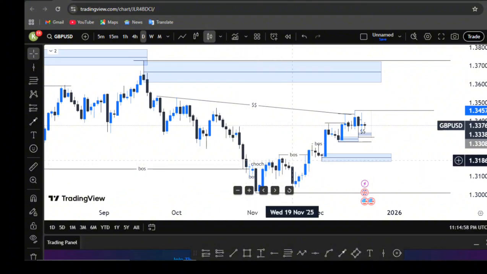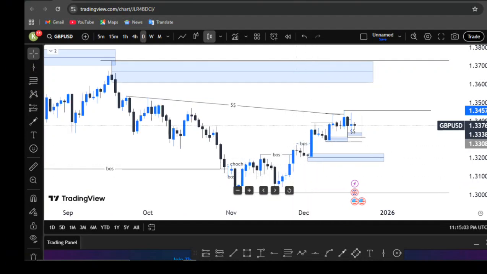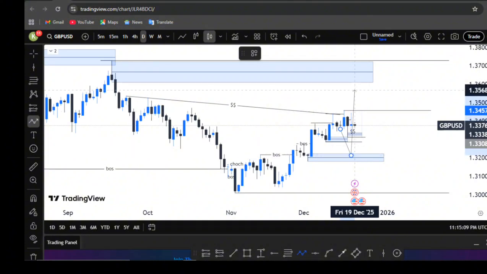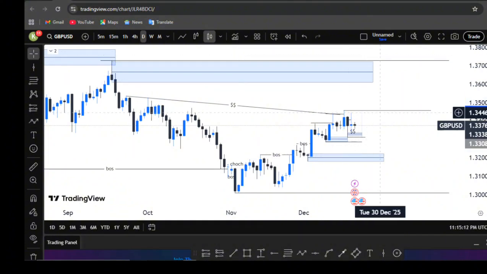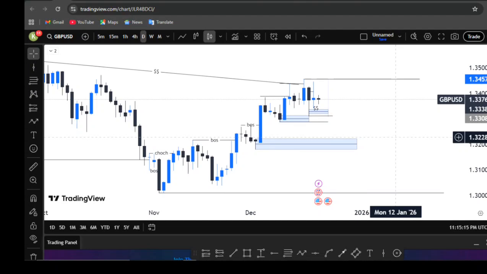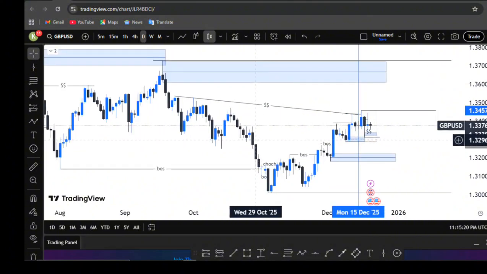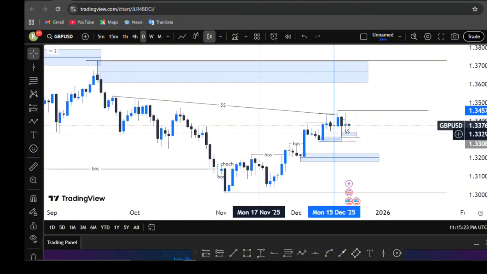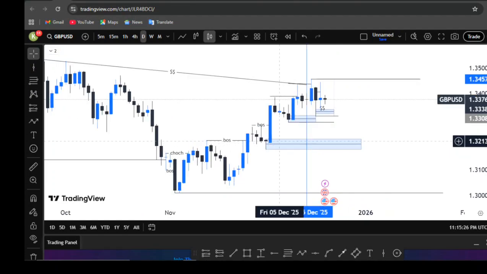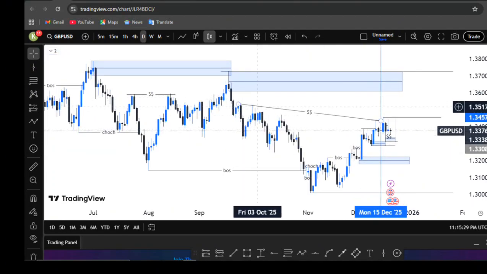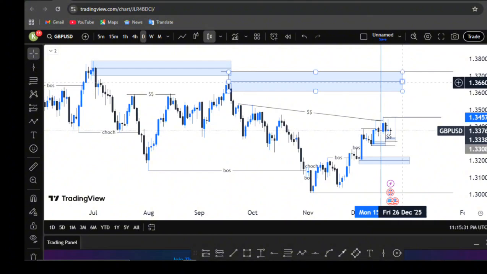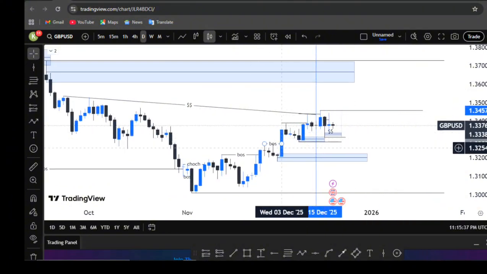So what did we expect? This market had given us a break of structure, change of character, the break of structure, and the last break of structure. So we expected the market to have played out to this zone, and then we buy. But then it didn't play out as we expected. Let me mark this day, and we see what the market did during the course of the week. So when we had this break of structure, we expected this trend line to be taken out up to this zone for us to sell.